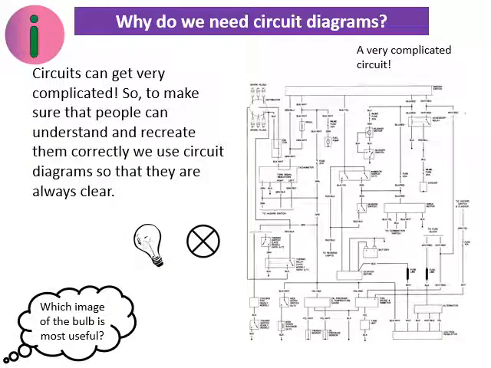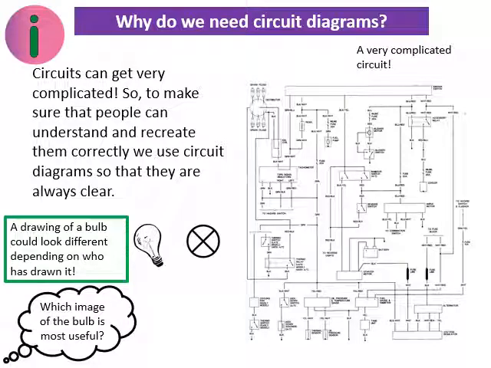So circuits can get really complicated, and this is an example of a really complicated circuit. Now, if this wasn't drawn clearly and correctly with the correct diagrams and the correct structure of wires, nobody would be able to recreate it. So you would have electricians trying to recreate circuits that they didn't understand, which could potentially be really dangerous. If you've got two images of bulbs in the bottom corner of this slide, one's been drawn and one's a symbol, which do you think is more useful?